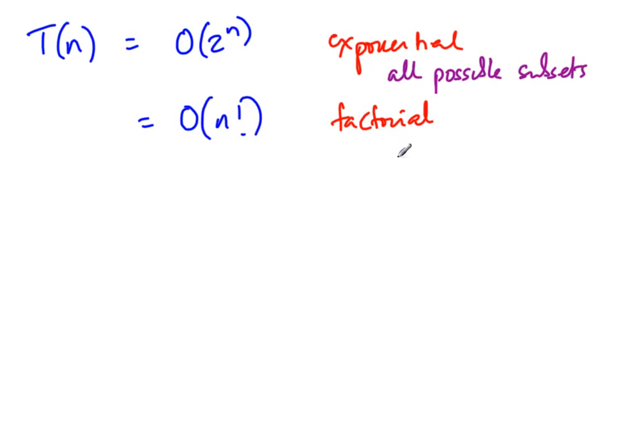And factorial comes out of permutation. So if you have to rearrange something or you have to count some ways in which you can choose things, if you have to try every possible permutation, then it will be a factorial algorithm.